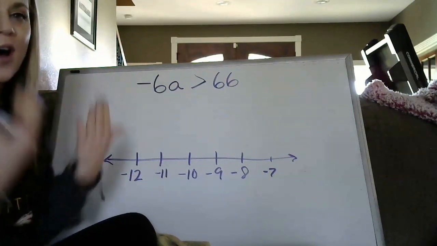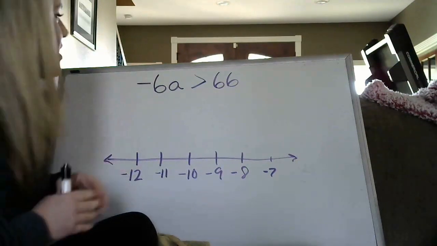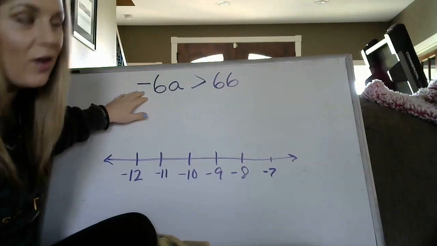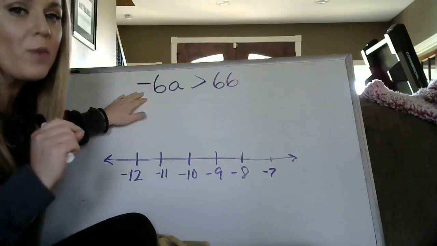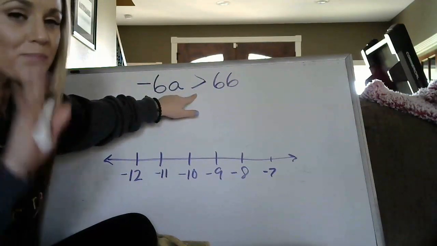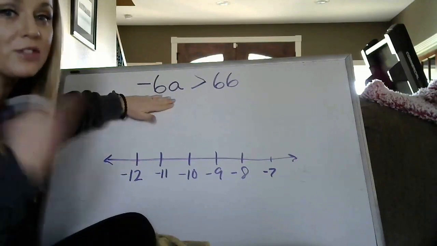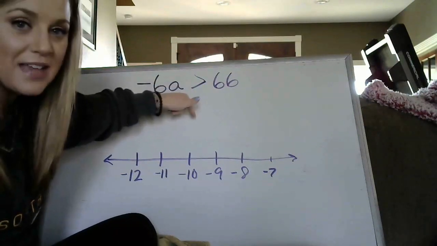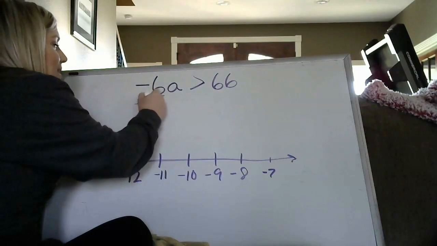Our goal is to isolate A, get it by itself. So we've got to get rid of its coefficient, the -6. If you remember from the last example, if we divide or multiply by a negative number on an inequality, we have to flip our inequality. First, let's get rid of the -6. We have to do the opposite. What -6 is doing to A right now is -6 times A, so we're going to divide by -6.